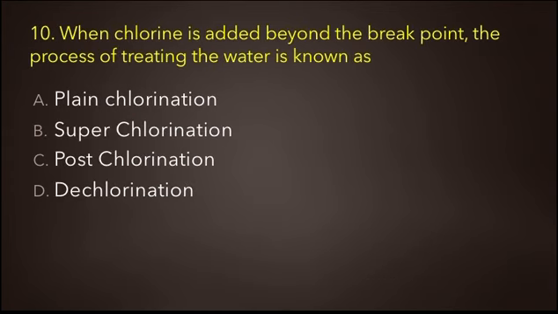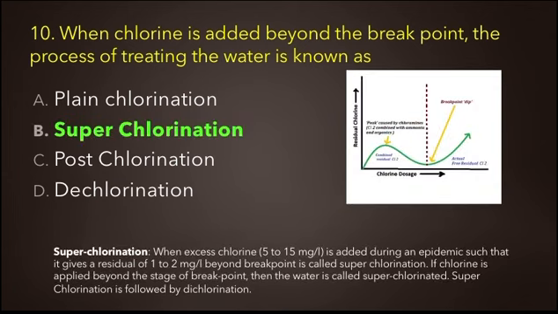Let us see the last question. When chlorine is added beyond the breakpoint, the process of treating water is known as dash. We have the options: A. Plain chlorination, B. Superchlorination, C. Post-chlorination, D. Dechlorination. The right option is B.